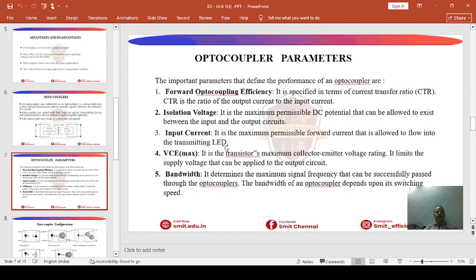The various parameters are the forward optocoupling efficiency, the isolating voltage, the input current, the VCE max, that is nothing but the transistor maximum collector-emitter voltage rating, which limits the supply voltage that can be applied to the circuit, as well as the bandwidth. Bandwidth is nothing but the range of frequency signals that can be used for successfully coupling the optocouplers. These are the prime factors that we have to take into account before deciding about the optocouplers.